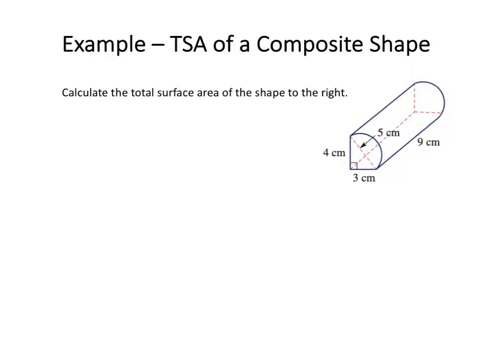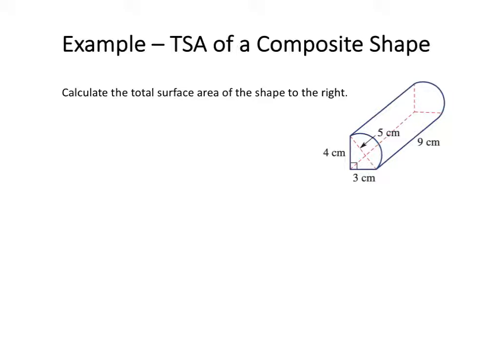In this example, we want to find the total surface area of the 3D composite shape shown. By looking at the composite shape, we can see that it is made up of a triangular prism and a cylinder that has been cut in half. To calculate the total surface area, I'm going to create a net of the individual sides of the composite 3D shape, calculate each individual area, and then add them together to reach my total surface area.